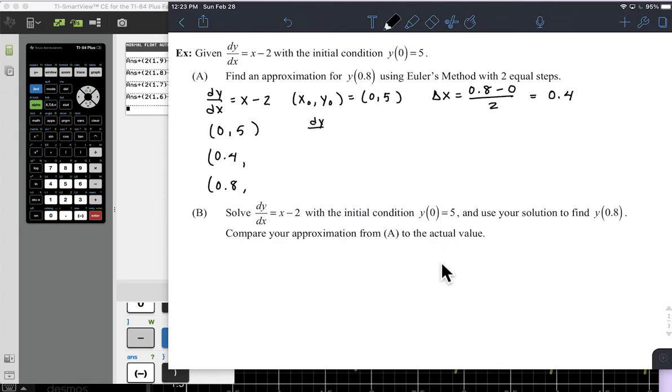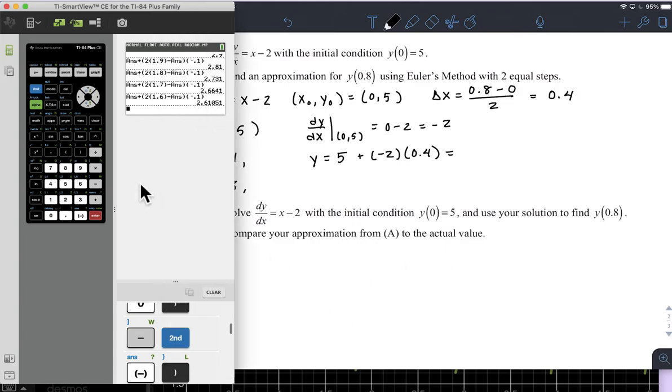Okay, so my dy/dx here, maybe we'll write it out a little differently because this problem's not as complex. At (0, 5) it is equal to 0 minus 2, so that's negative 2. So this y coordinate here is going to equal my previous y, so 5, plus my slope times my delta x. And so maybe I don't feel like doing math today, so I go over to my calculator and do 5 plus negative 2 times 0.4. Close my parentheses. Okay, so I get 4.2 there.